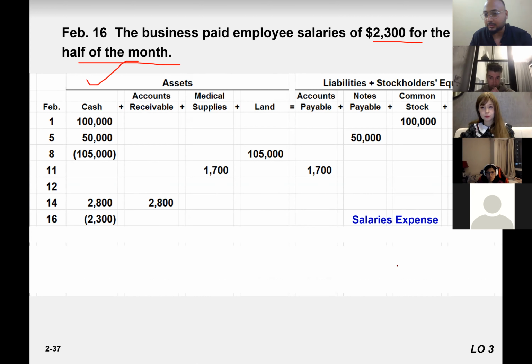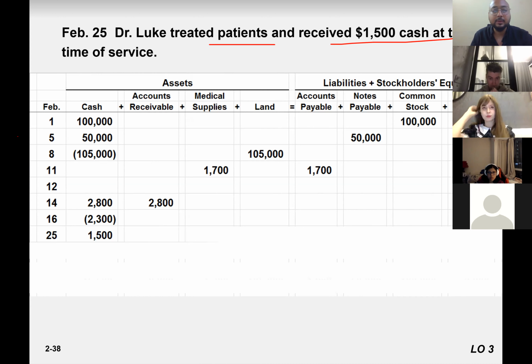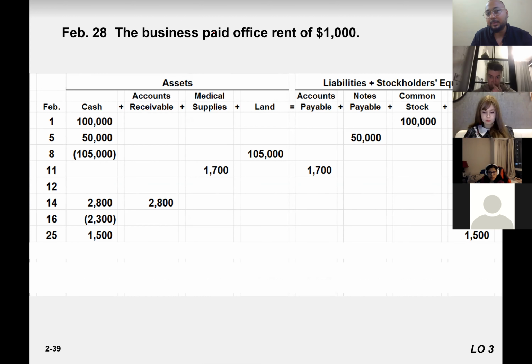On the 25th, Dr. Luke treated patients and received 1,500 cash at the time of service. Here we go. Cash sales, or cash services. See, sales are here, cash received here. February 28, the business paid rent. Of course, cash decreases, and expense also decreases the retained earnings.